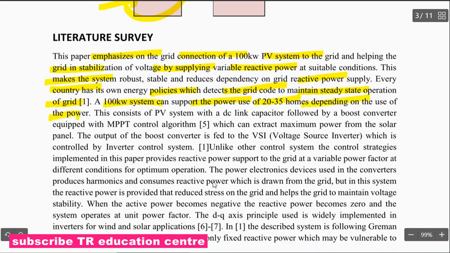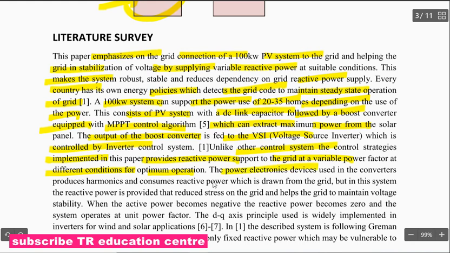This consists of a PV system with a DC link capacitor, followed by a boost converter equipped with an MPPT control algorithm, which can extract maximum power from the solar panel. The output of the boost converter is fed to the VSI, voltage source inverter, which is controlled by the inverter control system. Unlike other control systems, the control strategy implemented in this paper provides reactive power support to the grid at a variable power factor at different conditions for optimum operation.